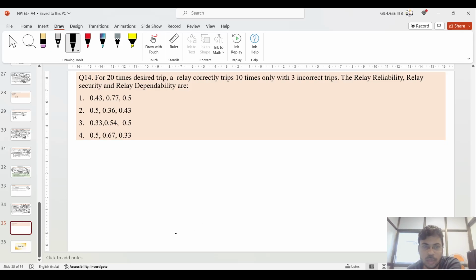So coming to the last question, this is related to relay reliability. You have to tell me which options are correct. There are certain equations given in your PPT. This is only a formula-based question. You have to tell me which options are correct. This is the last question for today's session.